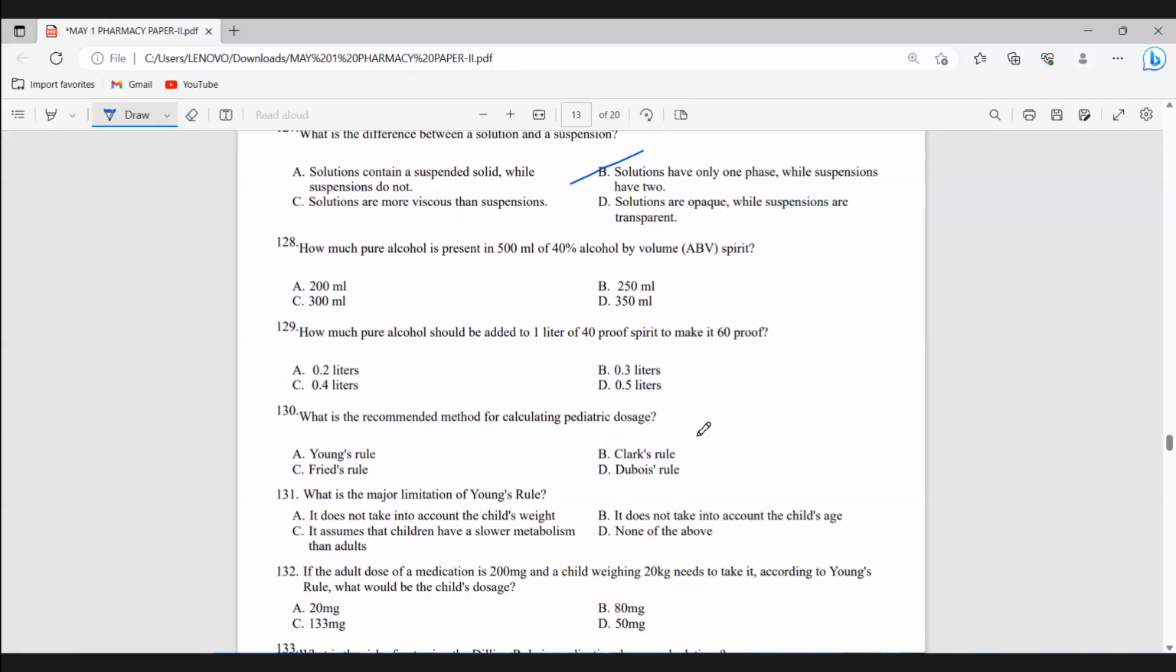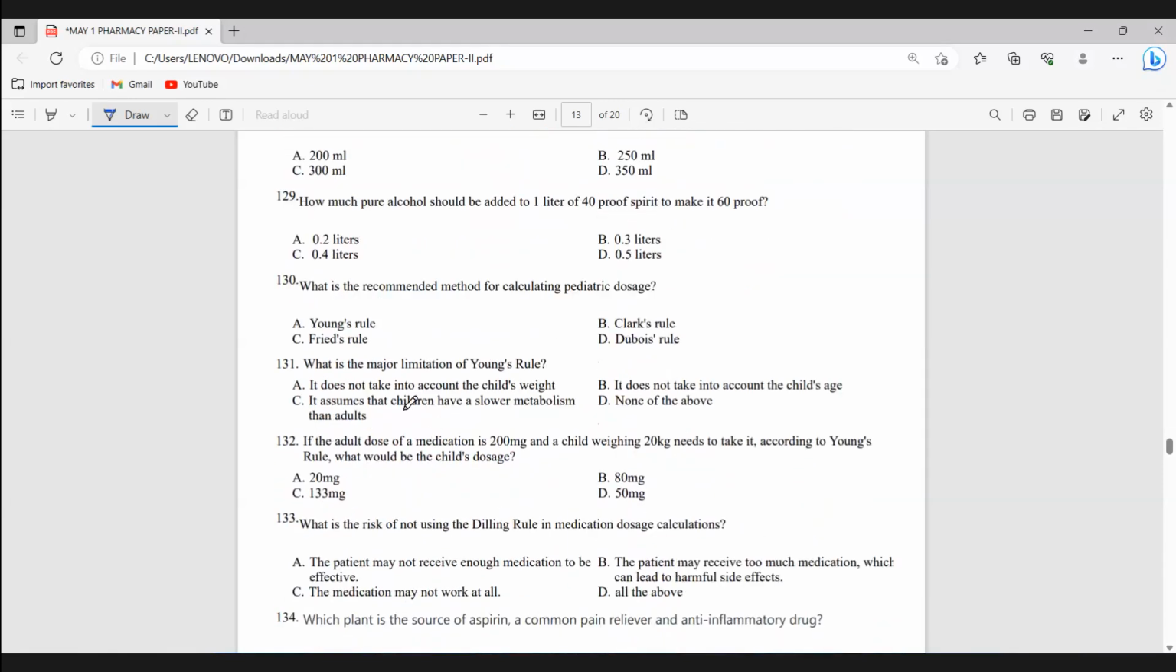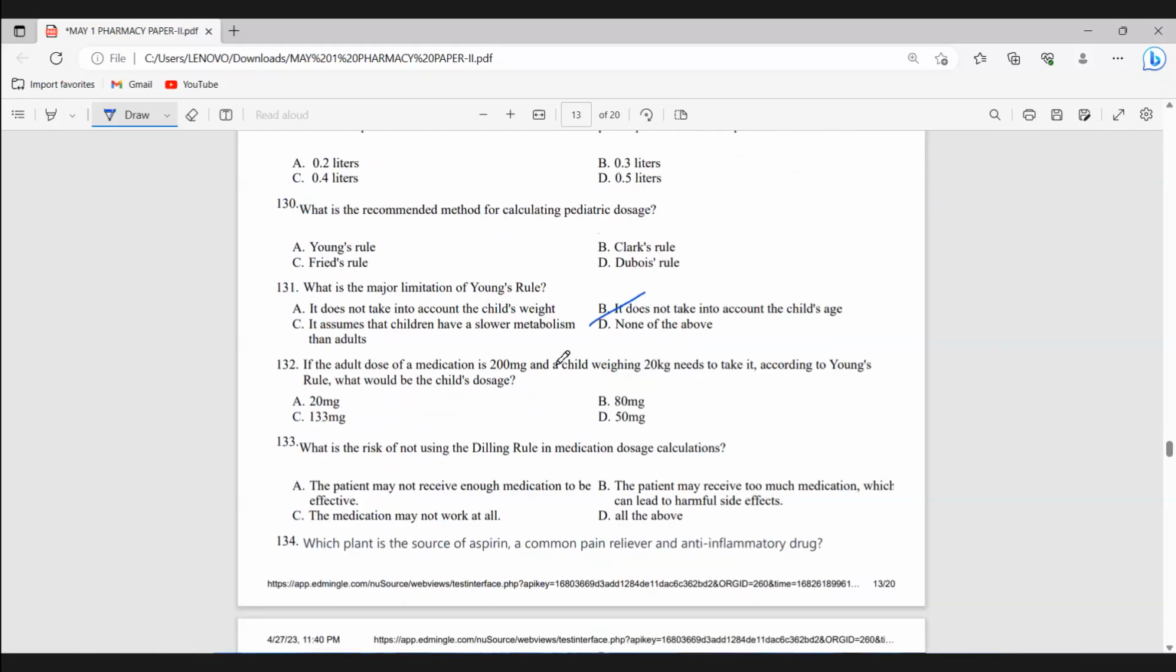All should be your answer. Then 131, what is the major limitation of Young's rule? The limitation is that it does not take into account the child's age.